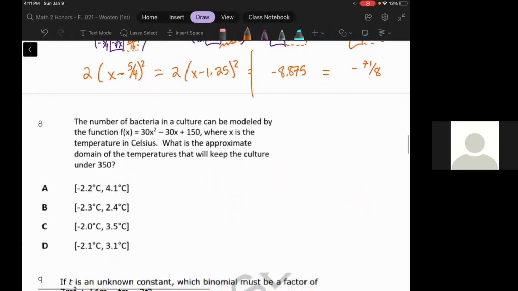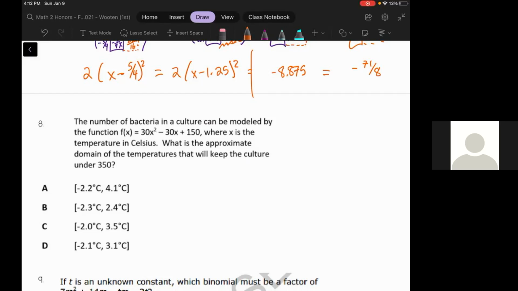Okay, last one. For this video, number 8, we have this function representing the number of bacteria in a culture, 30x squared minus 30x plus 150, where x is the temperature in Celsius. What's the approximate domain of the temperatures that will keep this culture under 350? Okay, so we want to figure out what domain, what set of temperature values can we use to keep the culture under 350 bacteria. So in other words, it seems like if it gets too cold, the number of bacteria thrive, or too warm, they thrive. But somewhere in the middle, it kind of keeps the number down.